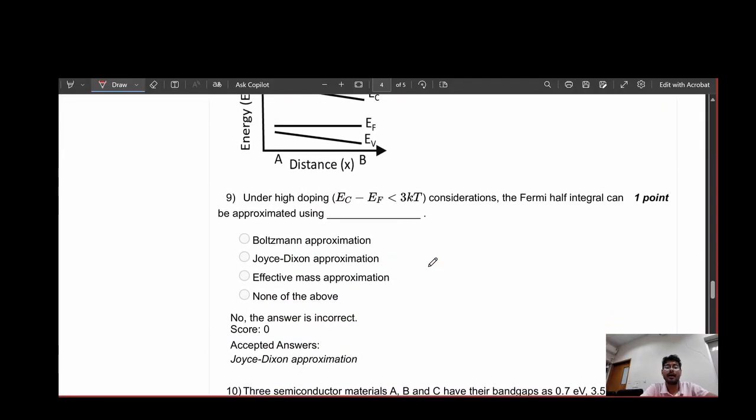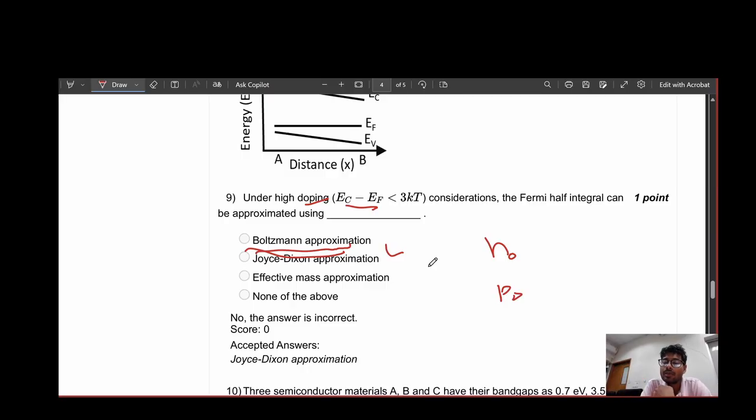Now, under high doping, this is the approximation that I think sir has taught in the lecture. That is the Joyce-Dixon approximation, when EC minus EF is less than 3 kT. So you cannot apply the Boltzmann approximation that is used to solve the equations, whatever we have taken for the concentration of electrons N naught or P naught.